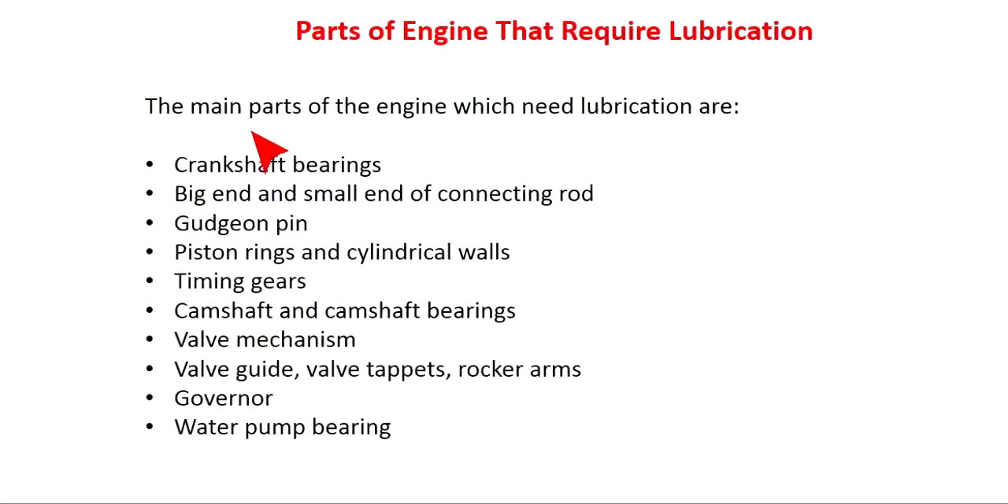Which are the main parts of the engine that need lubrication? Crankshaft, bearings, big end and small end of the connecting rod, gudgeon pin, piston rings, cylinder, valves, timing gears, camshaft and camshaft bearings, valve mechanism, valve guide, valve tappets, rocker arms, governor, water pump bearing and many others.